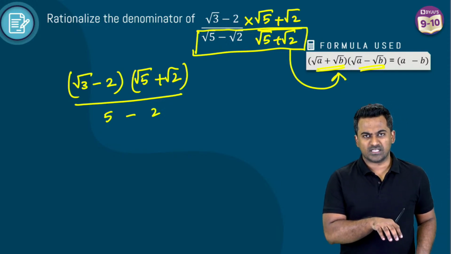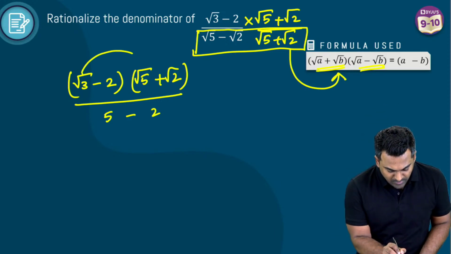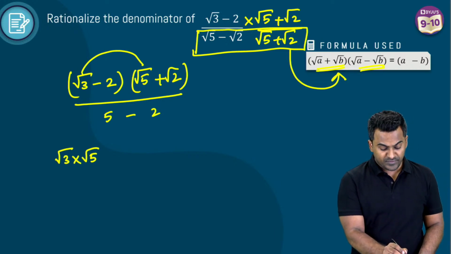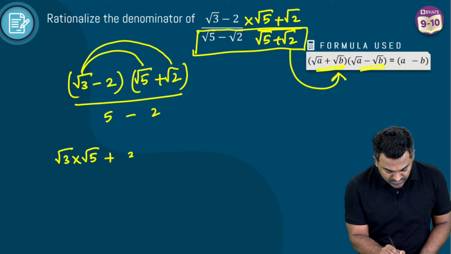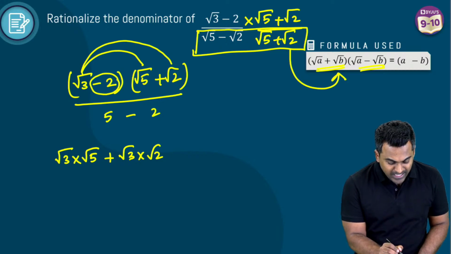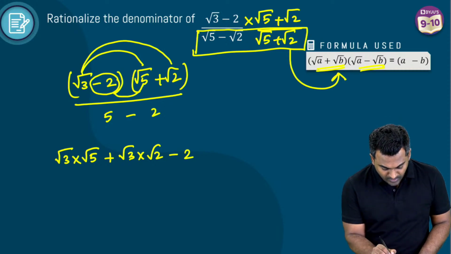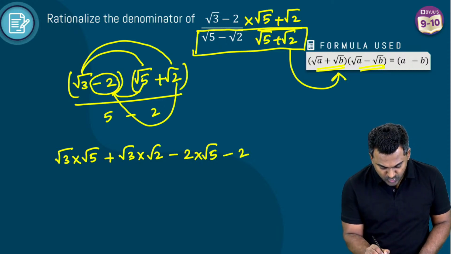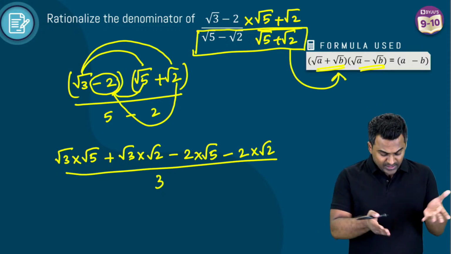Come on, we'll have to spend some time simplifying the numerator because the denominator is very simple. We've rationalized it. So root 3 multiplied with root 5, root 3 multiplied with root 5. So I multiplied the first term of this to the first term of this. Now multiply root 3 with root 2. Now take the second term. Remember, be careful. The second term of the first bracket is minus 2. Minus 2 will be multiplied with root 5 and then minus 2 will be multiplied with root 2, divided by what? 5 minus 2 is 3. That's it, right? So come on, let's simplify this.